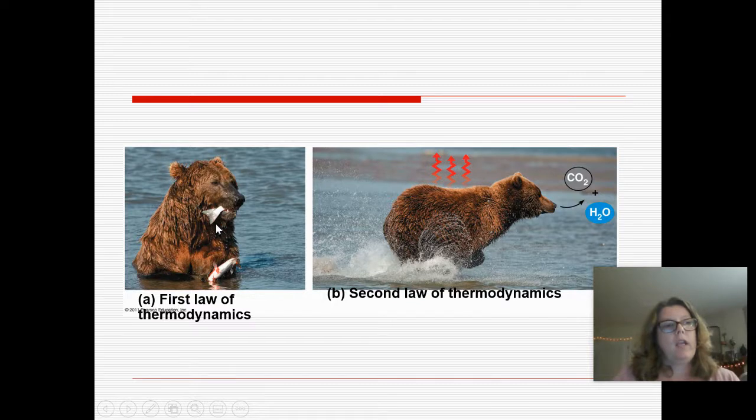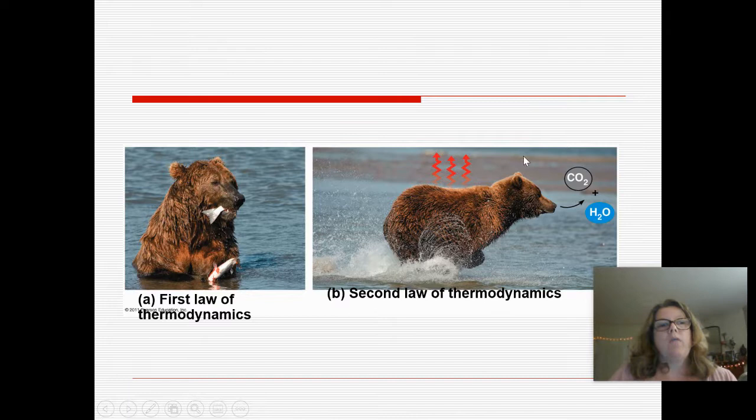All right. So again, here's the first law of thermodynamics, right? Energy from the fish is being converted into chemical energy inside of this bear. But again, none of that heat is being efficiently transferred. Some of it is going to go as heat.